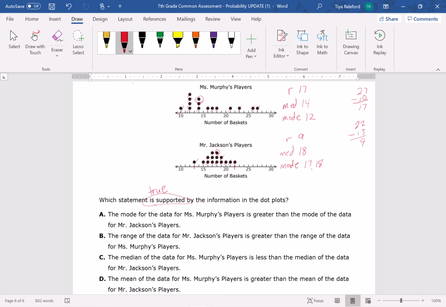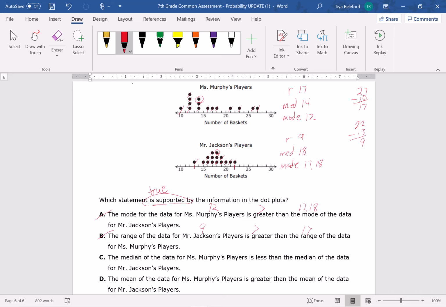Now, here comes the showing your work part. The mode for the data for Ms. Murphy's players, mode is 12, is greater than the mode of the data for Mr. Jackson's players. Is 12 greater than 17 or 18? No. B says the range of the data for Mr. Jackson's players is greater than the range of the data for Ms. Murphy's players. Is 9 greater than 17?